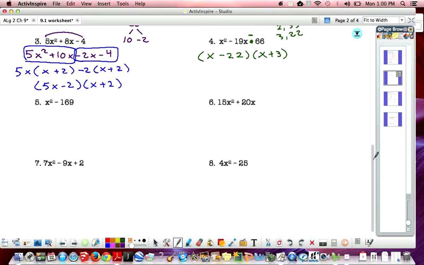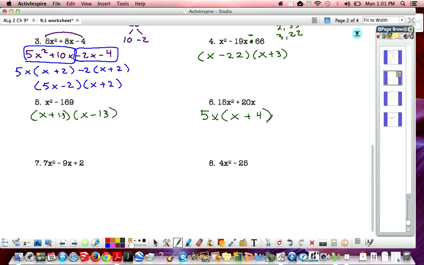All right, on number 5, difference of perfect squares. So you just take the square roots and add and subtract them. Whoops. That one should be a subtract 13. On number 6, ask what they have in common. They have a 5 and an x. So you're just left with x plus 4 and you're done.